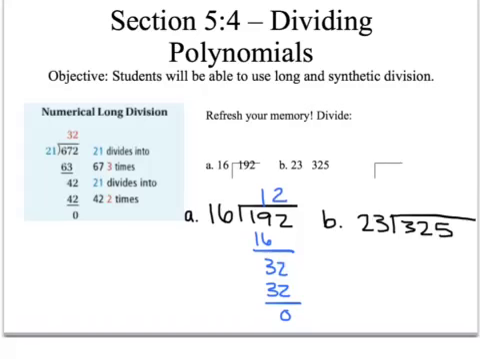All right, so 192 divided by 16. Did we all get 12? Yes, that one worked out nice and evenly for us. Super duper. And then we have 325 divided by 23.